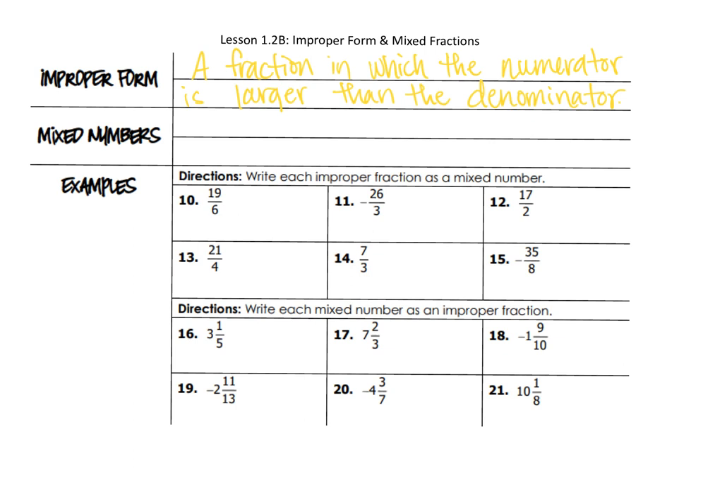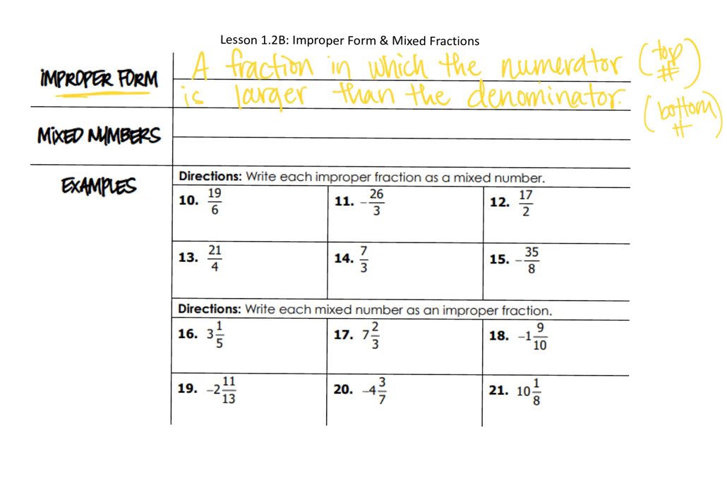So the key thing that we need to know here, what is improper form when we're talking about a fraction? Improper form is a fraction in which the numerator, that means the top number, is larger than the denominator, which is the bottom number. Okay, so improper is when the top number is bigger than the bottom.